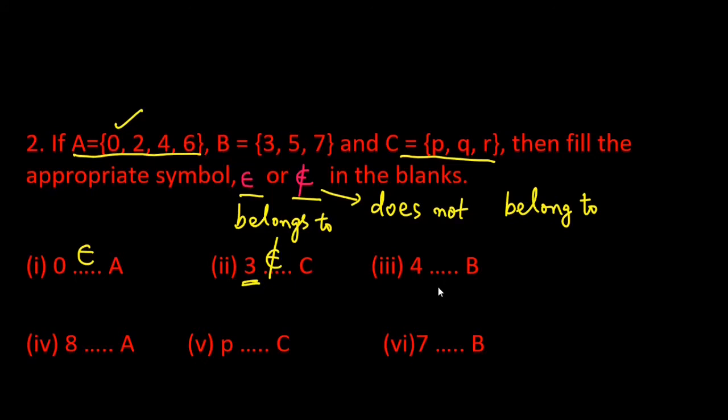Third one, 4 dash B. Now let us see the set B here. B is equal to {3, 5, 7}. 4 is not there. So 4 does not belong to B.